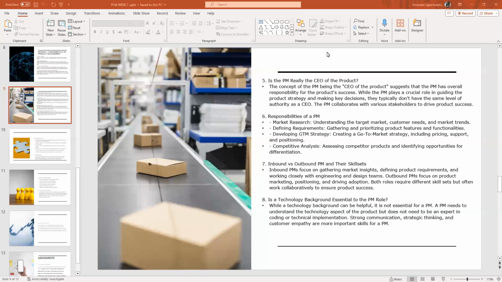Let's reason together. If you can reason with me together, the next time I'll be able to give you another task that will actually challenge you to do better. So that's one thing I feel you should take note of as a PM. And also competitive analysis: assessing competitors' products and identifying opportunities for differentiation. What are your competitors doing that you are not doing?